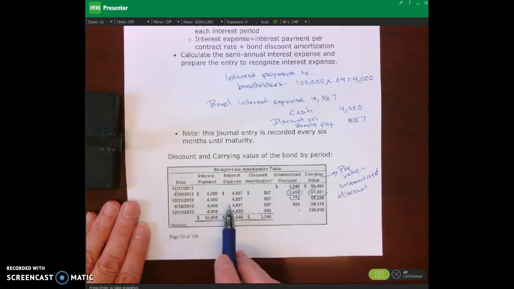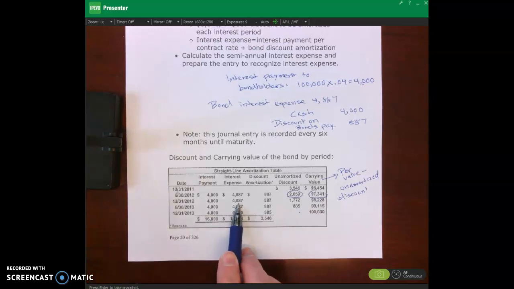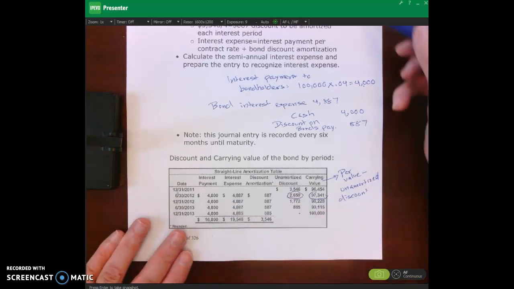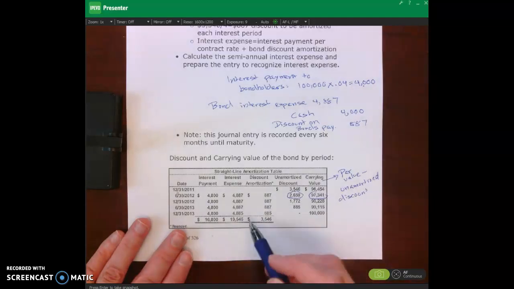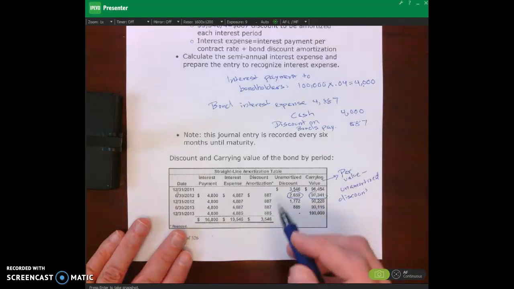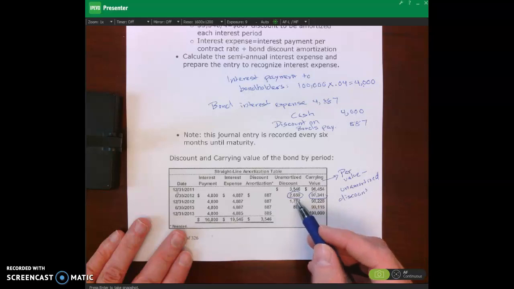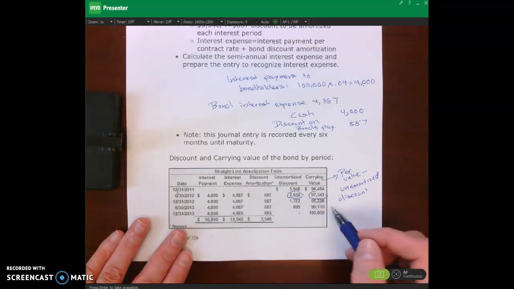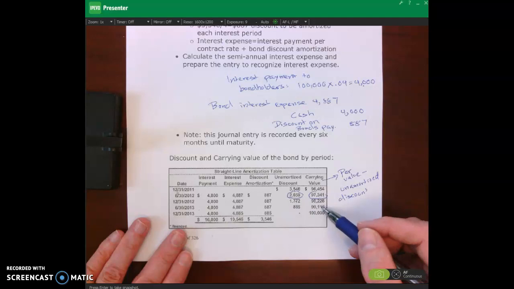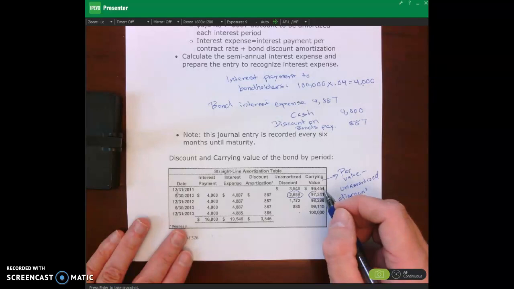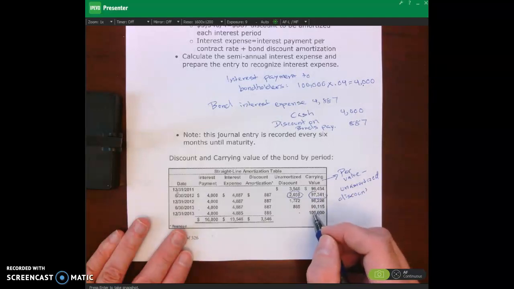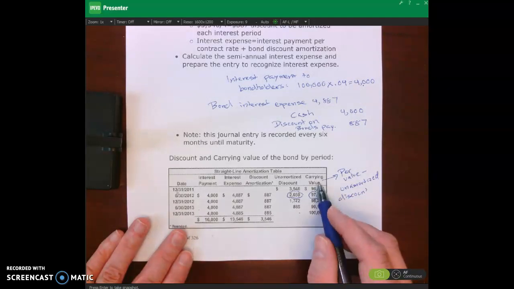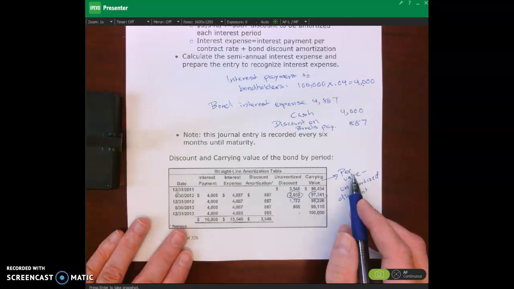Look at the next journal entry. It's always the same amount, 4,887, because we divided it by 4. So it's always the same amount. That's why it's called straight line. 887 here, unamortized discount, 1,772. It's 887 lower. Our carrying value goes up. Same thing with the last accounting period. It's a little bit different due to rounding. Our carrying value goes up to 100,000. So when these bonds mature, the carrying value will be equal to the par value.